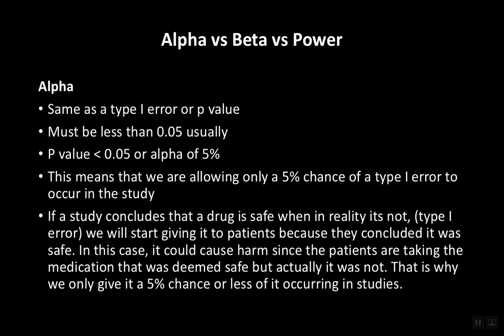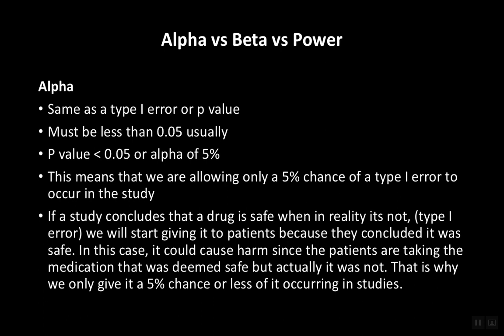You're going to understand this. If a study concludes that a drug is safe when in reality it's not, now guess what? How did they conclude that the drug was safe? Well, they looked at the p-value, right? And remember what a type 1 error is, right? When a p-value tells you, okay, accept your hypothesis, we accept that this drug is safe in people, right? But in reality, it's not.